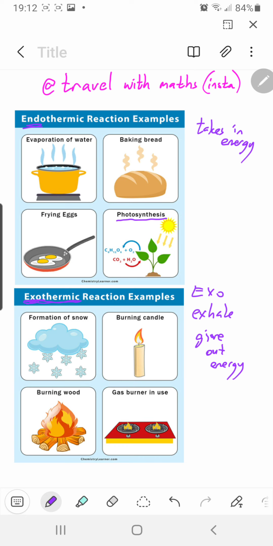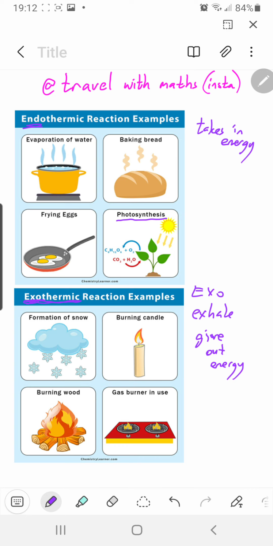So these are examples of endothermic reactions, and then we've got exothermic reactions: formation of snow, burning candle, burning wood, anything that gives out heat, that is exothermic. Okay, so anything that needs heat to get done, that's endothermic, and anything that gives out heat is exothermic.